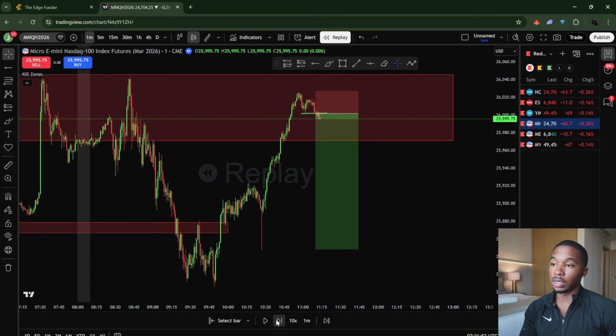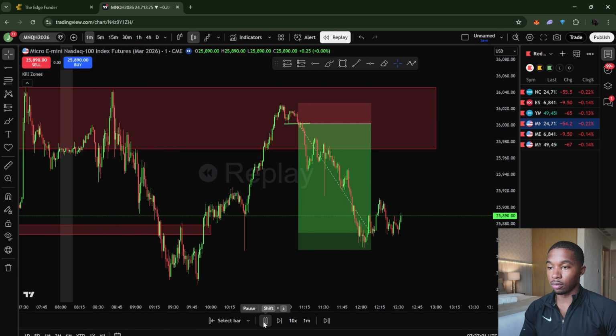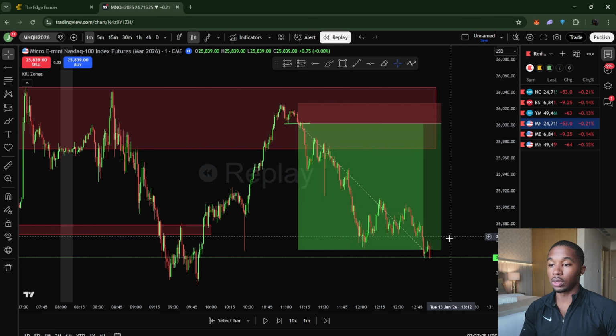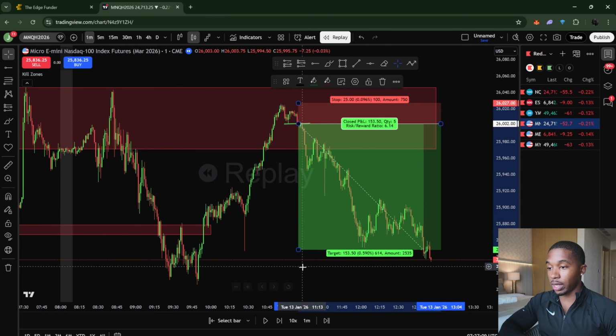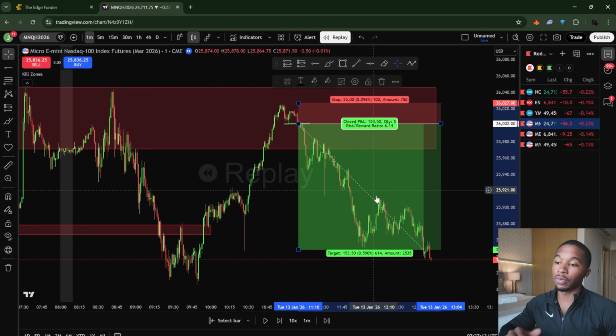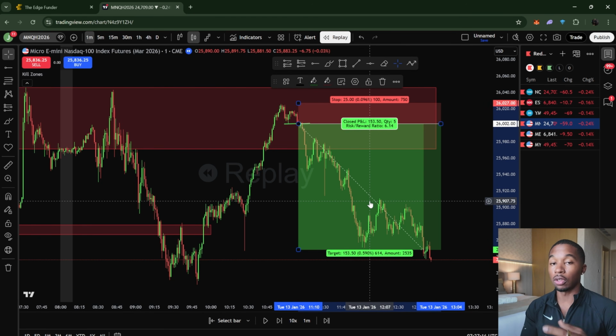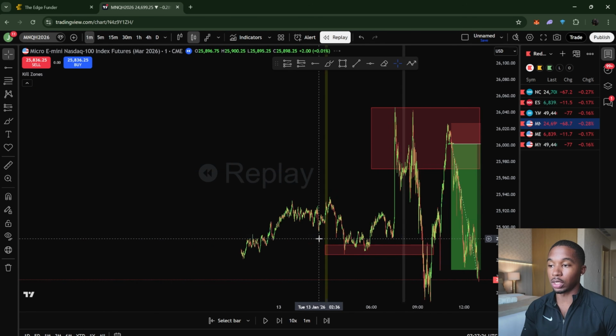But let's fast forward this and see how this plays out. Boom. So as you see, it ended up hitting our full take profit here. And this trade ended up taking 1 hour and 40 minutes. This is 614 ticks. So if we use one contract, this would have made us over $3,000 on this one trade within an hour and 40 minutes, all by following this simple strategy that we just went over.